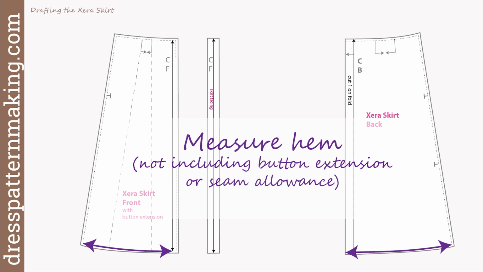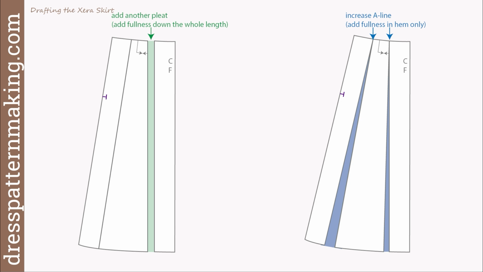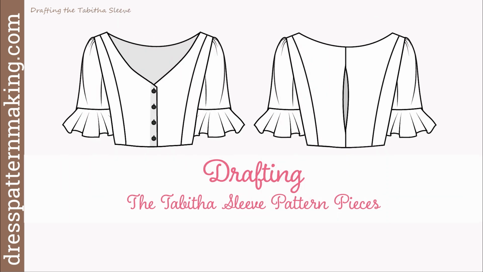If it's constrictive, you'll need to make the loop bigger and try again until you get the measurement that you need for your largest stride. Then come back to the pattern and add in the amount that you need by cutting and spreading as shown here. So on to drafting the sleeve.